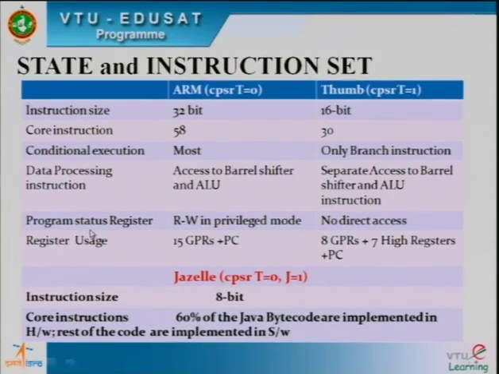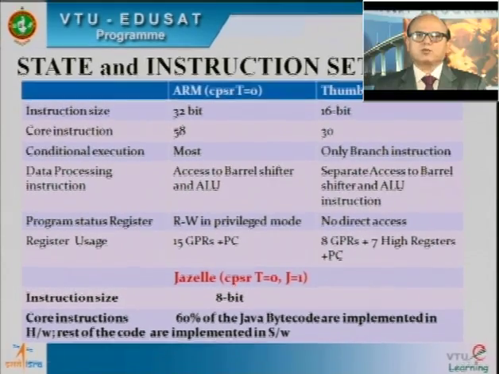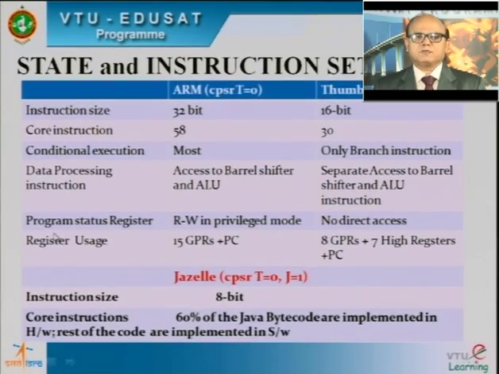And the program status register. So read and write of the program status register in privileged mode is available, with which the instructions can access the processor status register in the privileged mode, whereas no such direct instructions are available when the processor operates in the thumb mode. And coming to the register usage, which we are going to discuss next.